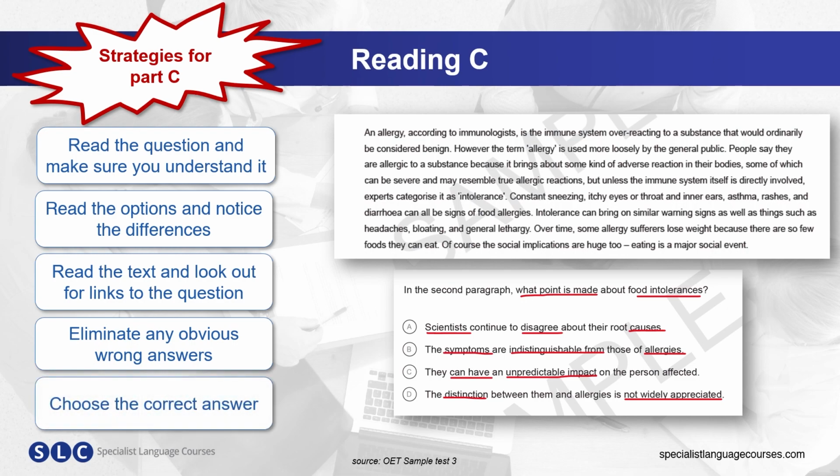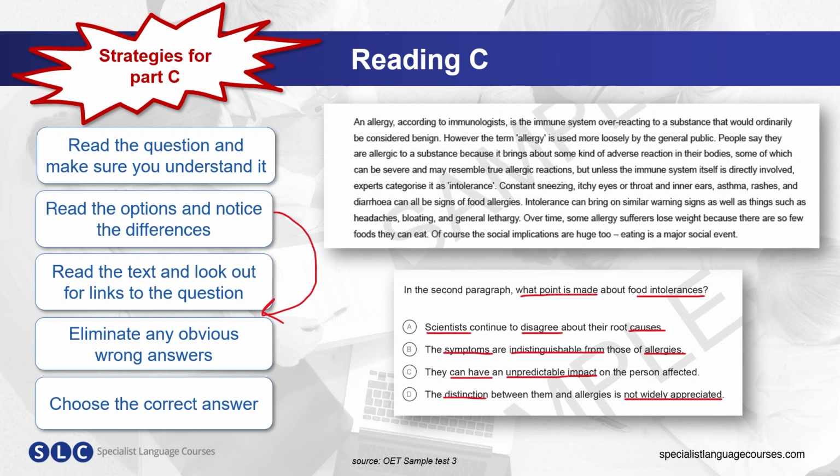However, you might find it better to read the options only after you've read the paragraph to avoid getting distracted. Try both ways and see which one works best for you. Over to you. Read this paragraph. Which option is correct? D is the correct option.